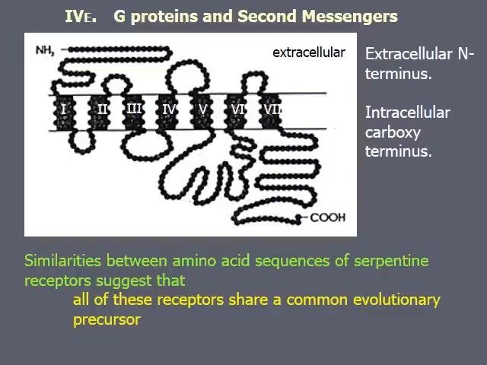So again, I'll just point out that we have an extracellular amino terminus, and a carboxy terminus in the cytoplasm. The receptor looks like a snake going through the membrane, and there's going to be an interaction between the third intracellular loop and the G-protein.